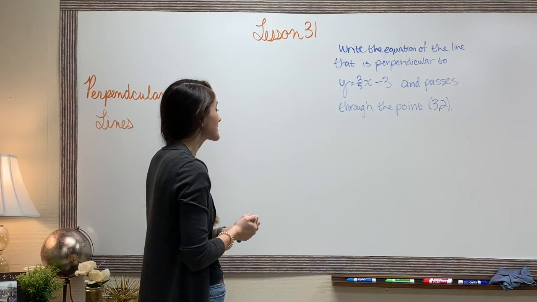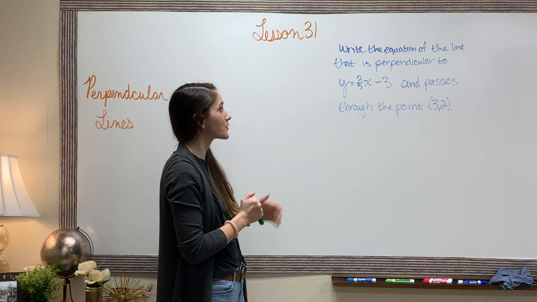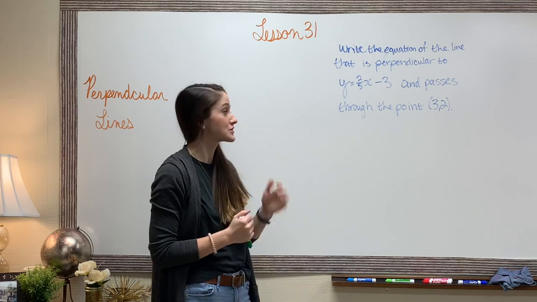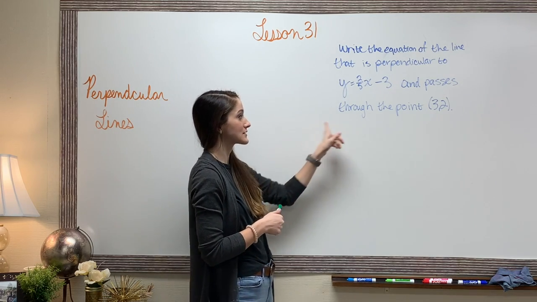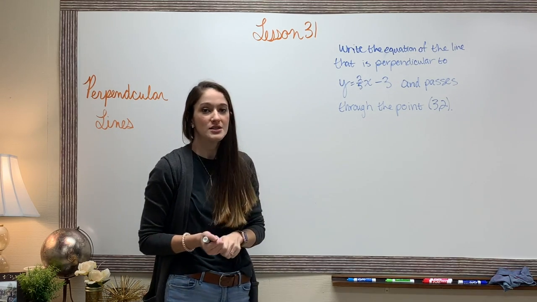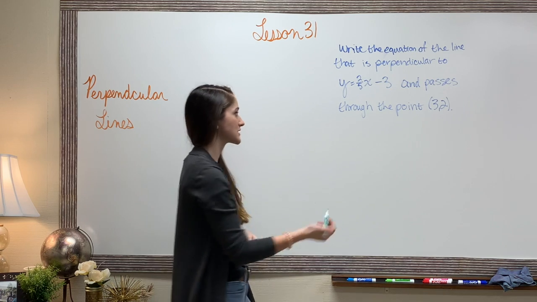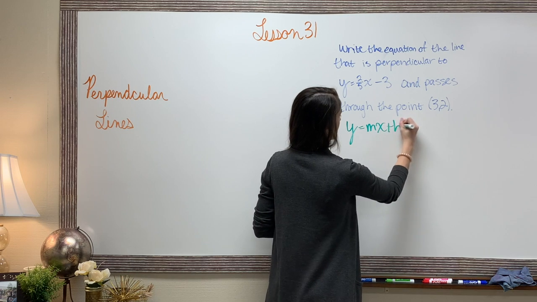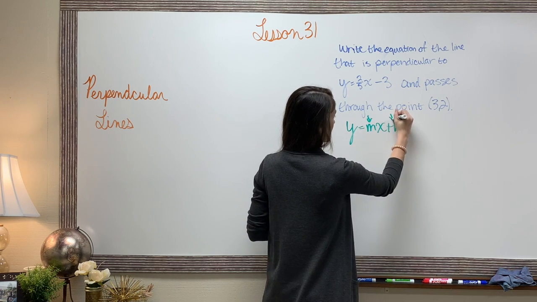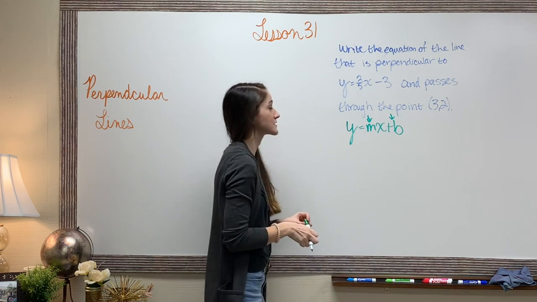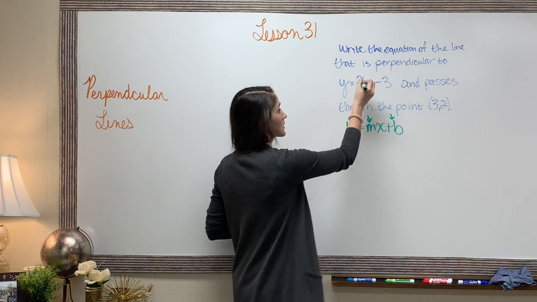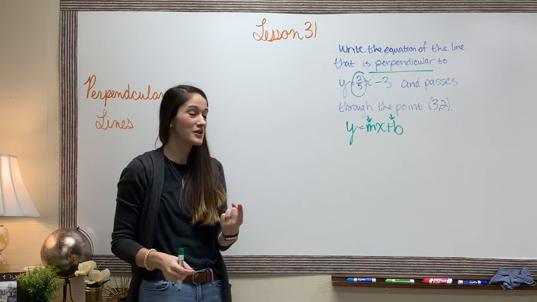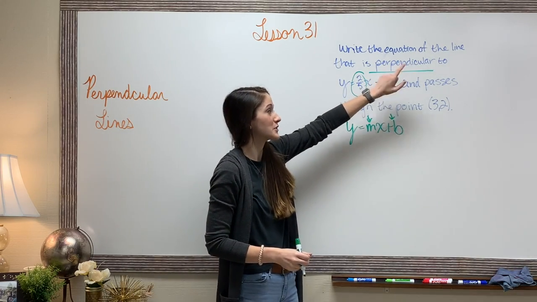Okay, so our practice problem for this is write the equation of the line that is perpendicular to y equals 2/5 x minus 3 and passes through the point (3, 2). So we're still going to be working with y equals mx plus b, and we still need to find m and b, our slope and our y-intercept. We already know our slope because they tell us two things. One, they tell us the slope of the other line. They also tell us that it's perpendicular.